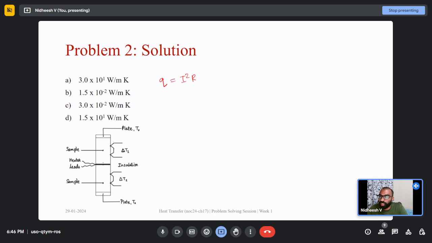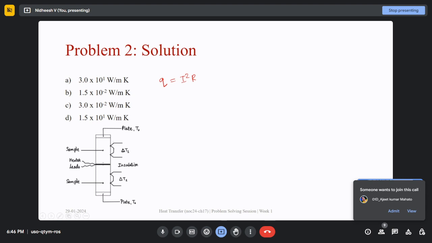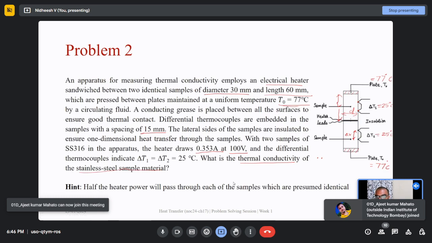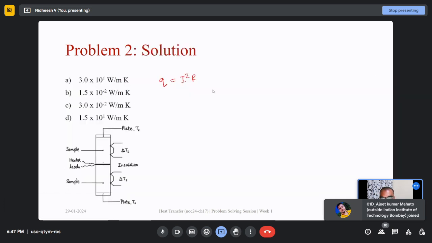But do we have the R term here, the resistance of this heater material, given in the question? No, we have voltage and current, right? So this is equivalent to V square by R, or equivalent to VI, right? We have studied this Joule's heating law, right?